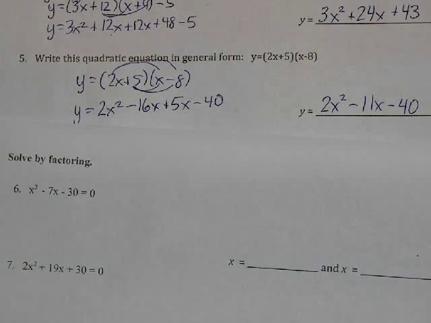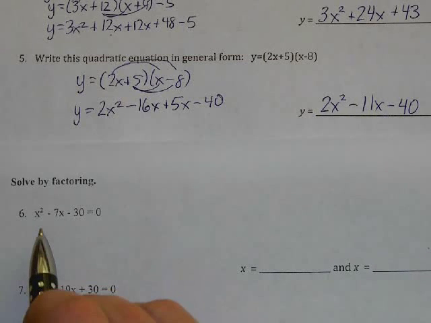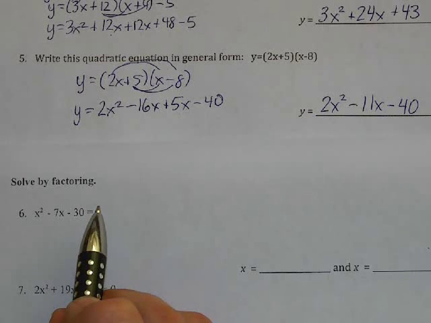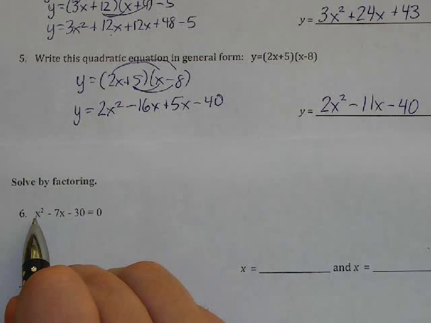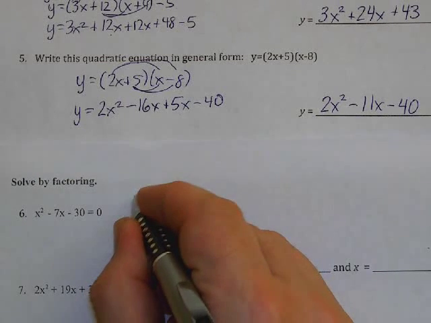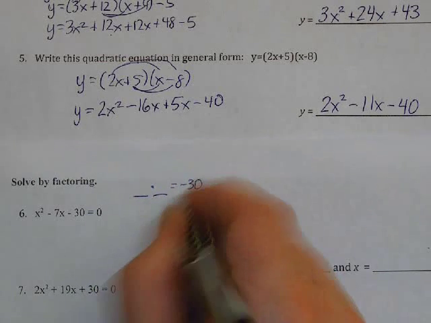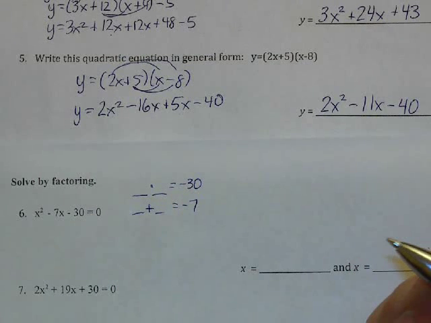Okay, the backside. Now we're solving equations. So we want to solve by factoring. Notice we have 0 on one side of the equation. So now we can try to factor. So because a is equal to 1, we can go ahead and use the shortcut method. So we're looking for two numbers that multiply to negative 30 and add up to negative 7.